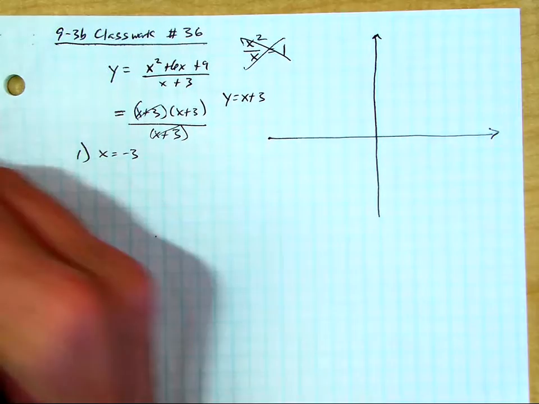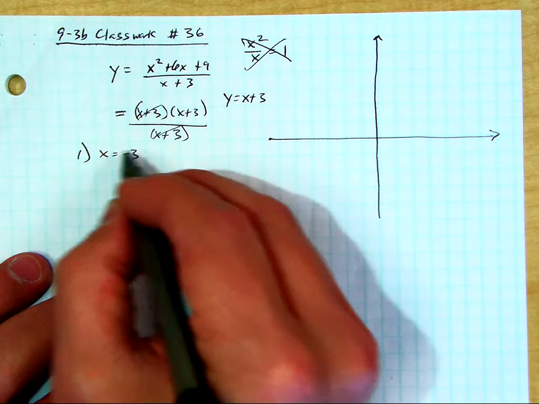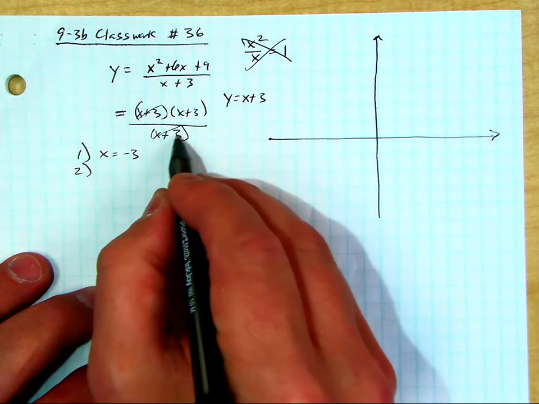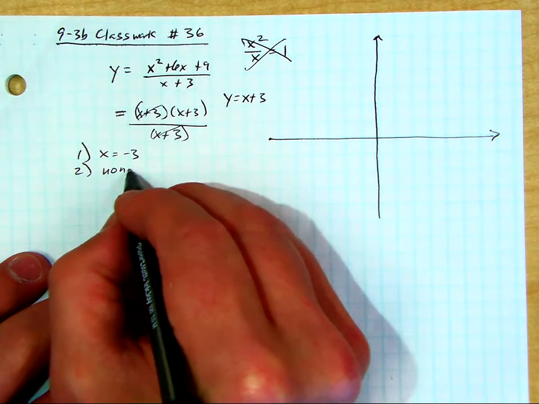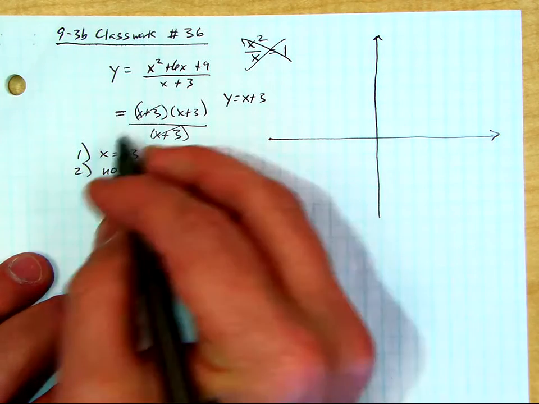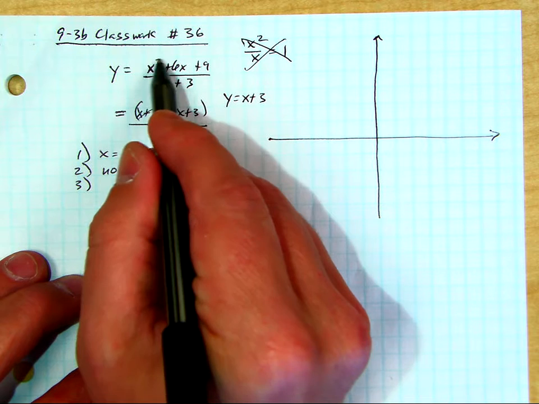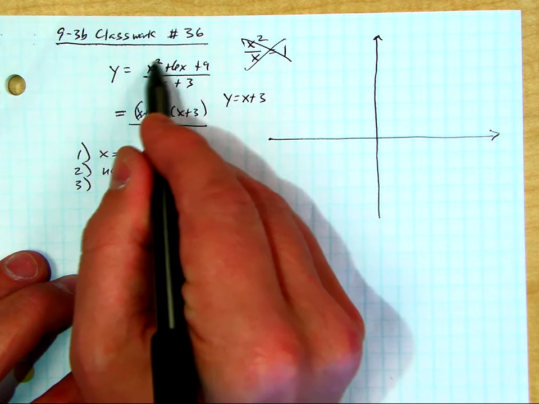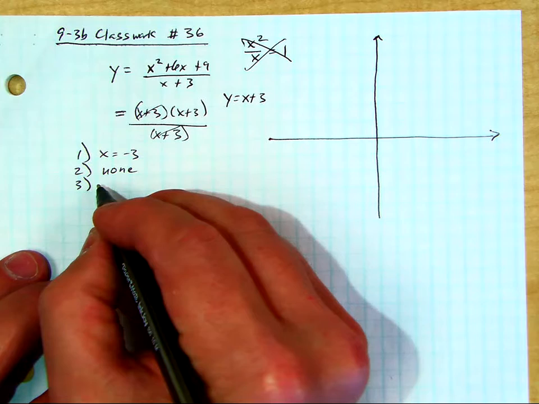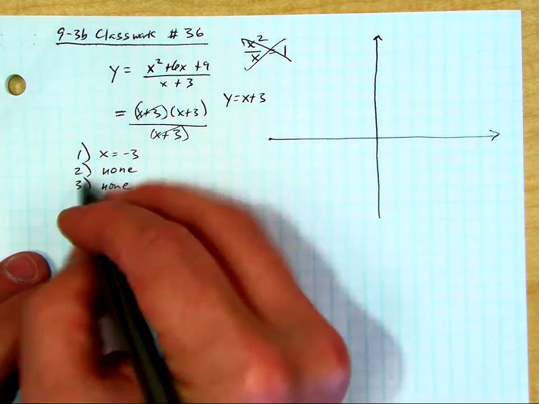Okay, let's go through and continue with the rest of our landmarks. So we know we have a hole at x equals -3. Are there any other zeros of the denominator? No, there are not. So, vertical asymptotes, there are none. Horizontal asymptotes, this is degree analysis. The degree of the top is 2, the bottom is 1. So if the degree of the top is more, there are no horizontal asymptotes. So our third category is none.